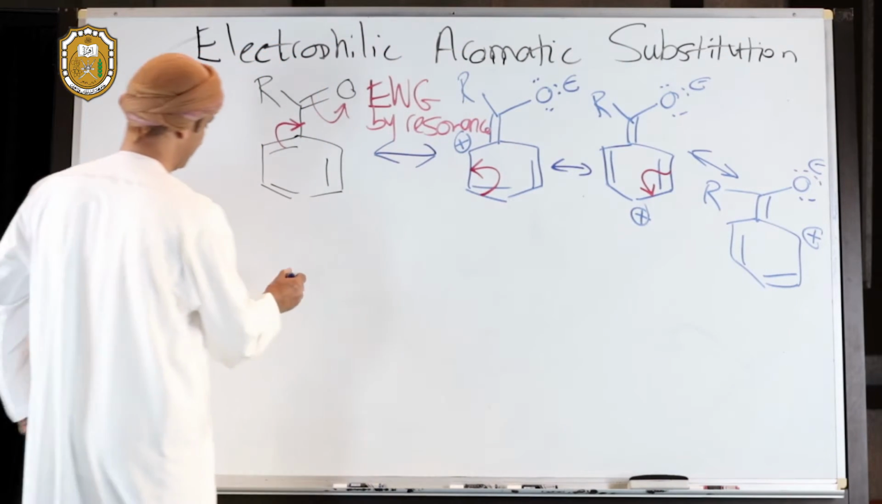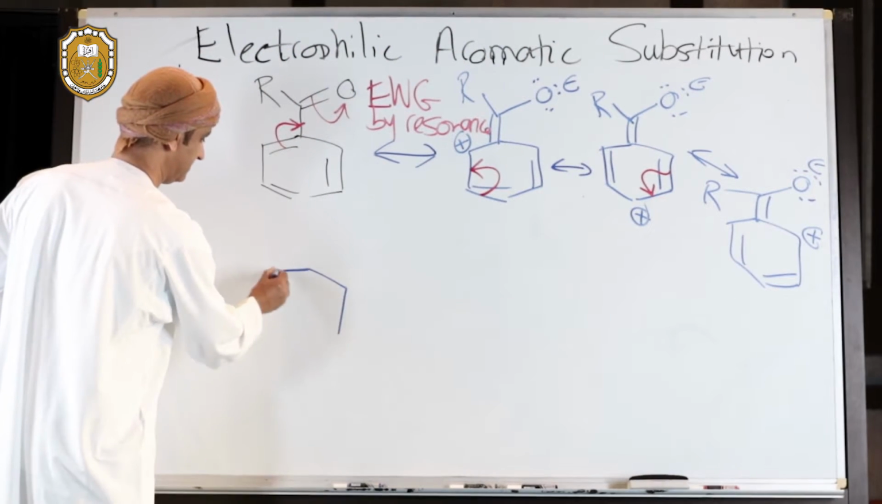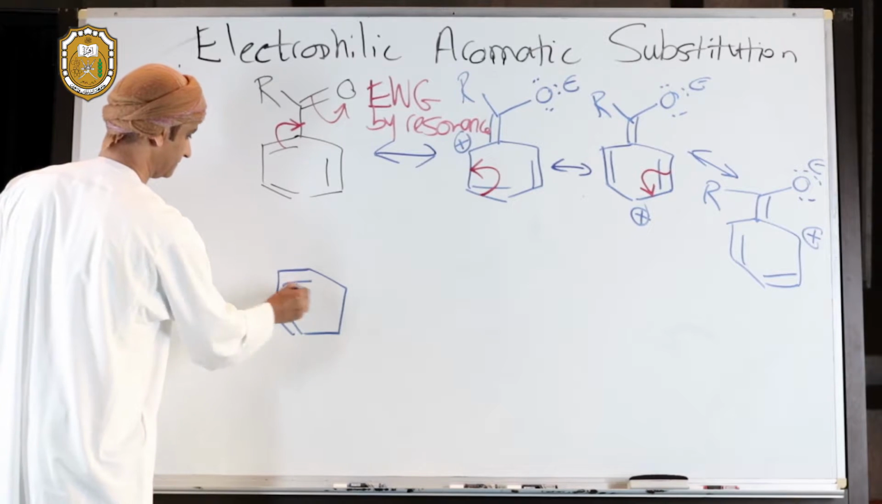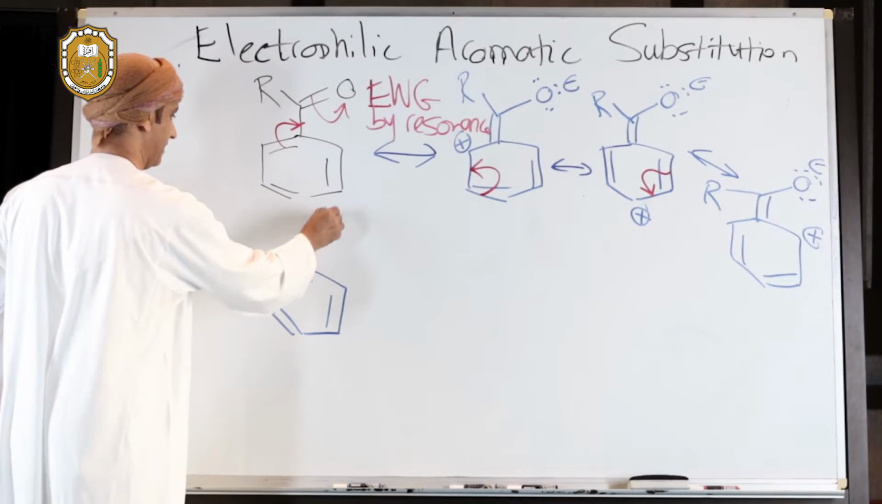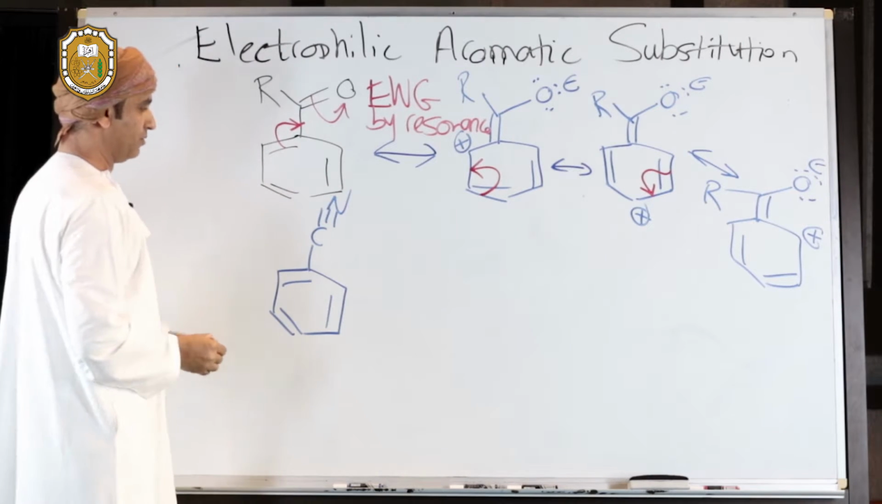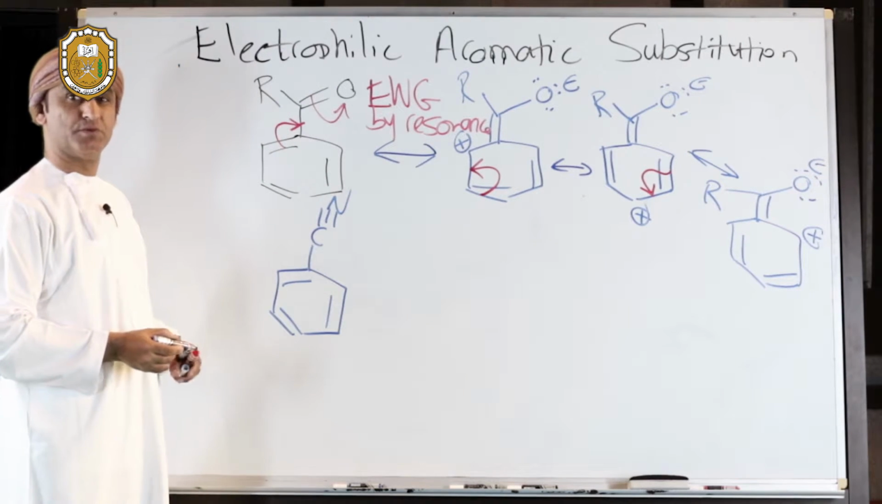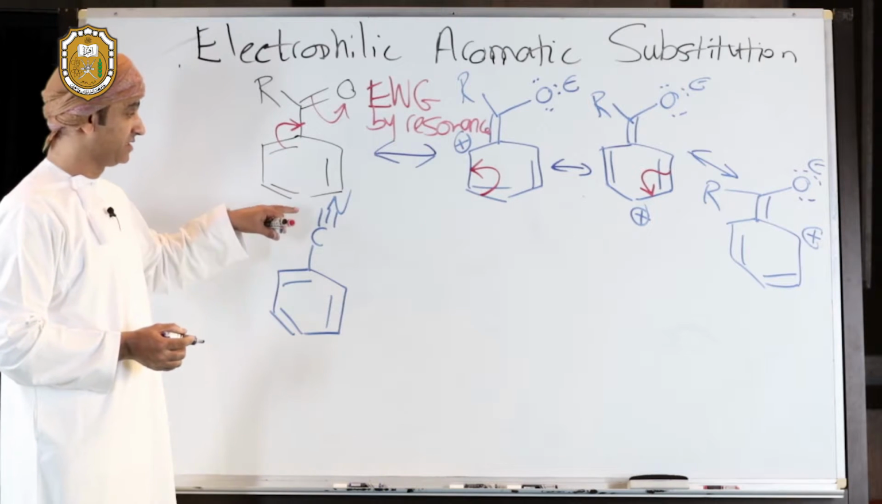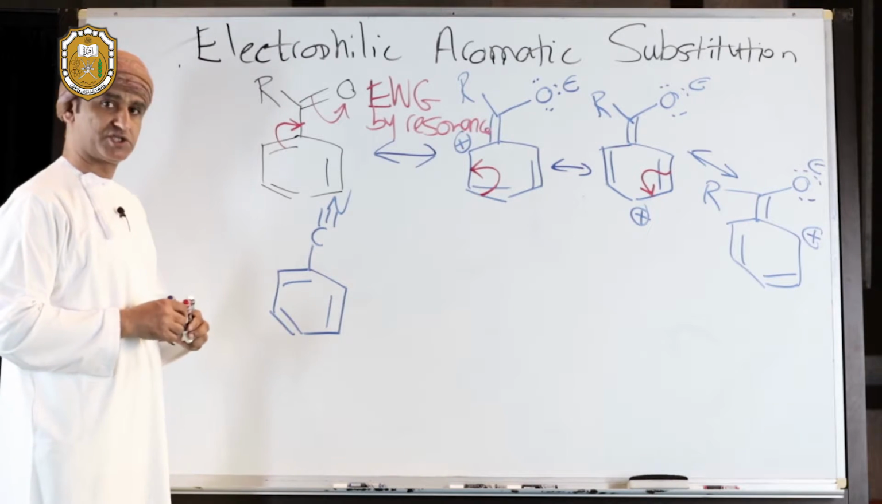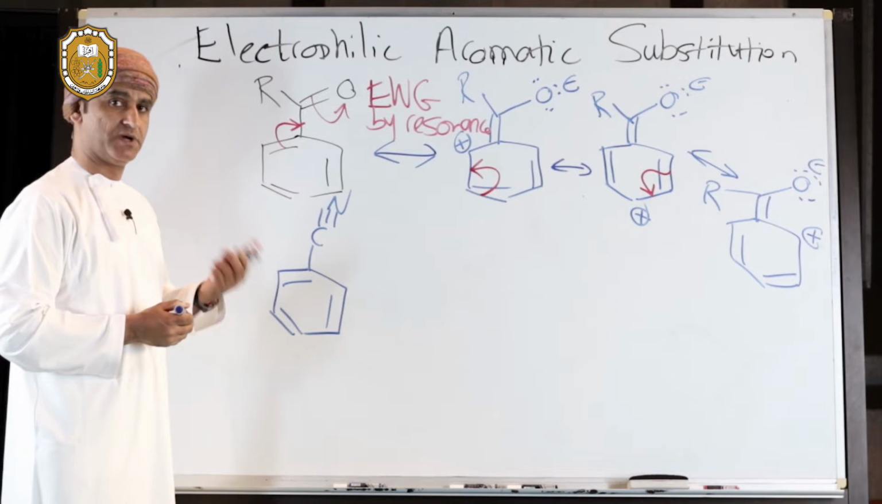Let's now take another example in order to illustrate this electron withdrawal ability by resonance, by taking this time cyanobenzene. So this is the cyano group. In the cyano group, there's a triple bond between carbon and nitrogen, but this is also a strong electron withdrawing group by resonance.